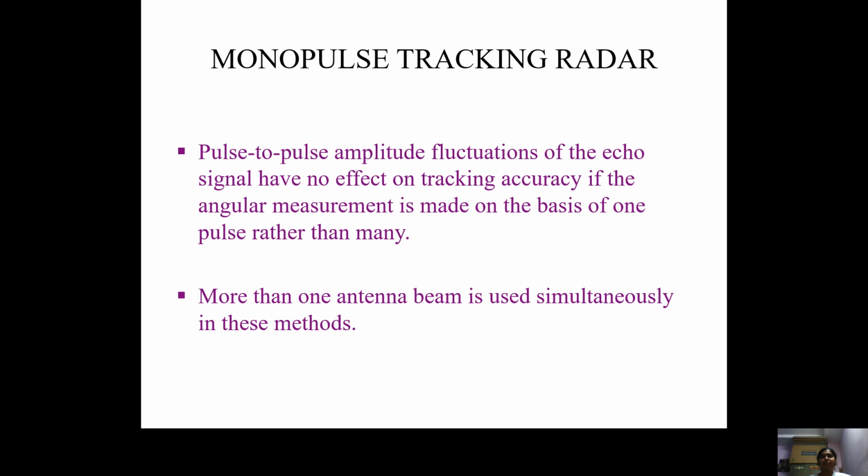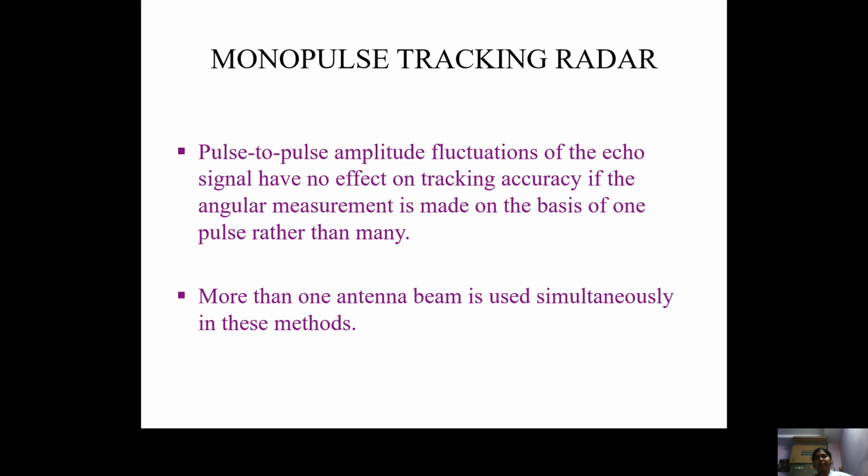which is obtained from the moving target, is determined. All these things can be done using a single pulse, rather than many pulses, unlike in sequential lobing and conical scan modulation. The range and angular error are also determined using a single pulse. Hence all the amplitude fluctuations of the echo signal are eliminated when we consider only a single pulse.